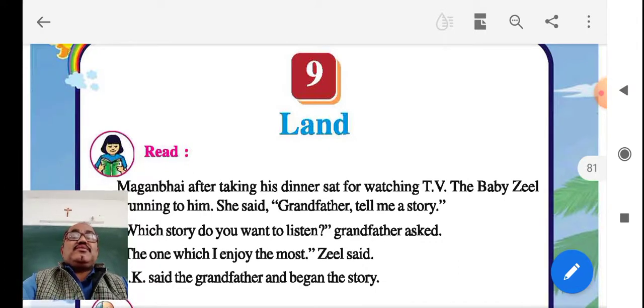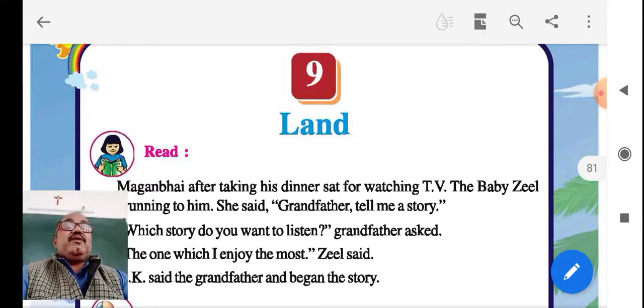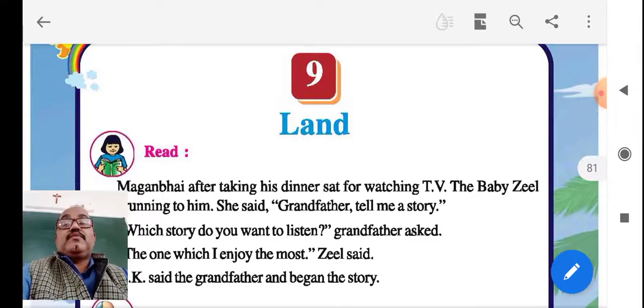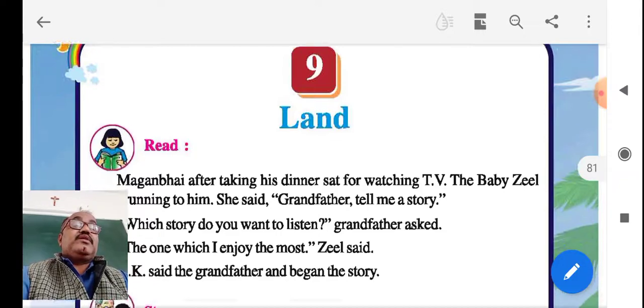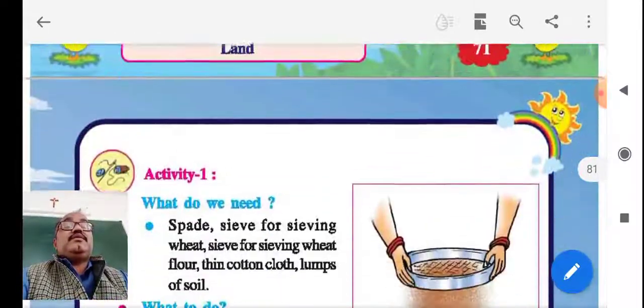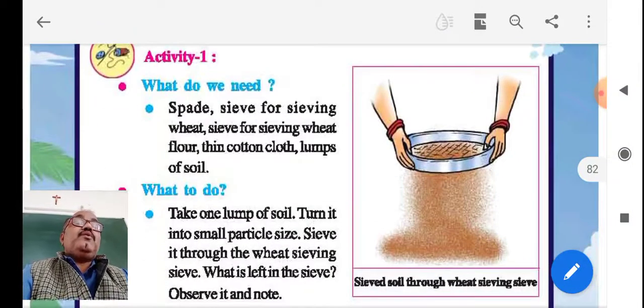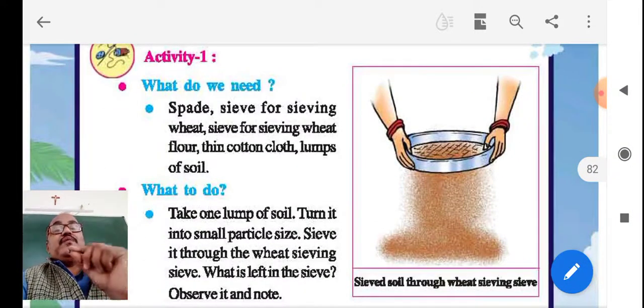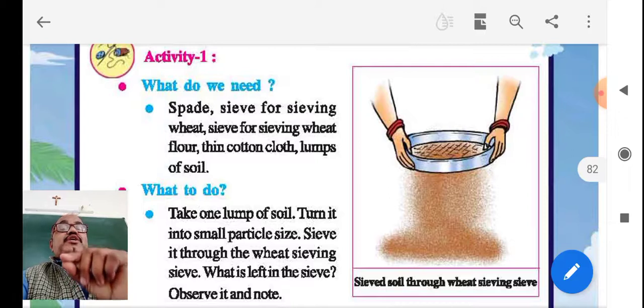Dear students, the unit test is approaching very fast, so please start reading at home attentively. It is very good if you read all the lessons very well. Let us see lesson number 9. In lesson number 9, we have to understand the very important basic points of soil.